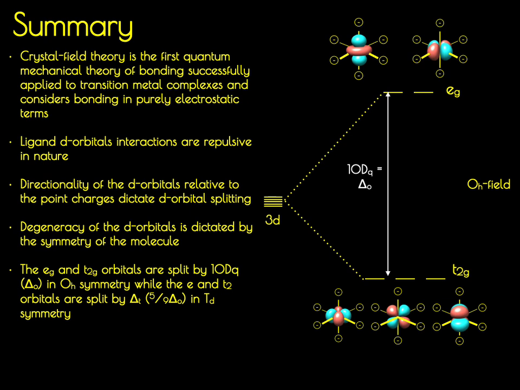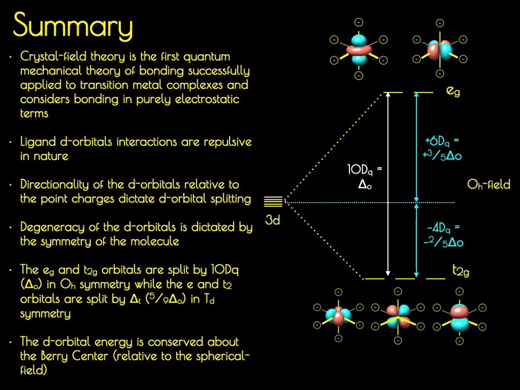For Oh, the eg and t2g are split by 10 Dq or delta O. In Td symmetry, we have an E set and a T2 set, which is split by delta T, which equals approximately 4/9 delta O. In all cases, within a crystal field model, the energy at which these orbitals are split is going to be strictly conserved relative to the barycenter of the energy of the spherically destabilized orbitals. In the next video, what we're going to discuss are molecules that are in lower symmetry than Oh and Td symmetries.